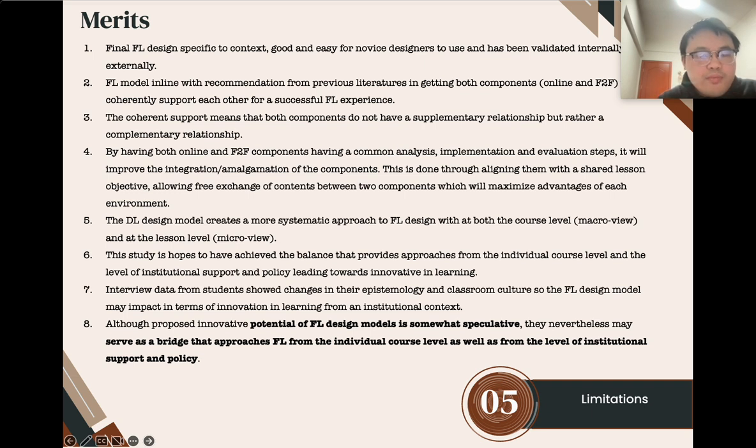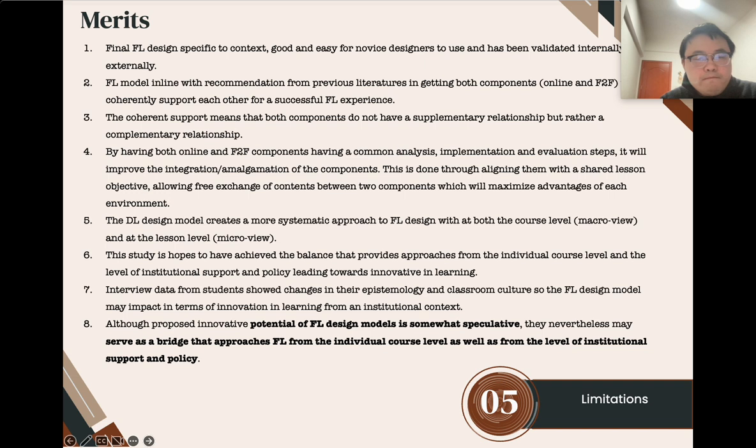By having both online and face-to-face components, both of these components having a common analysis, implementation, and evaluation step, it can improve the integration of these two components because they are aligned with a shared lesson objective, allowing free exchange of contents between the two components, meaning that contents from the face-to-face can go to the online or vice versa. So this will maximize the advantage of each environment.